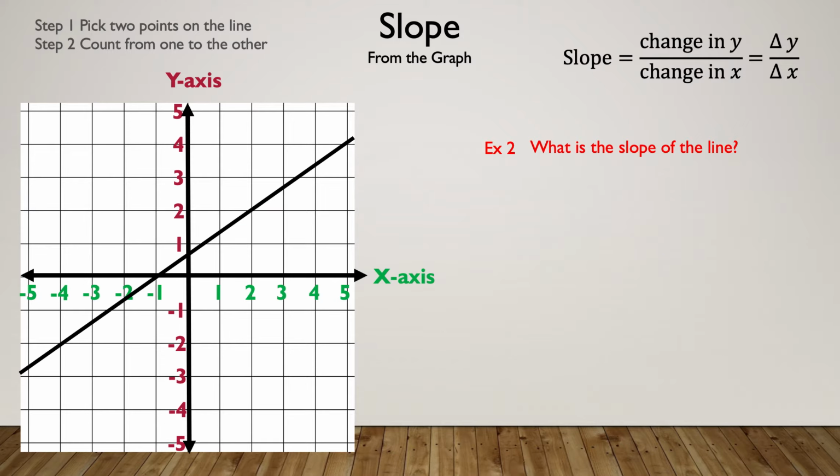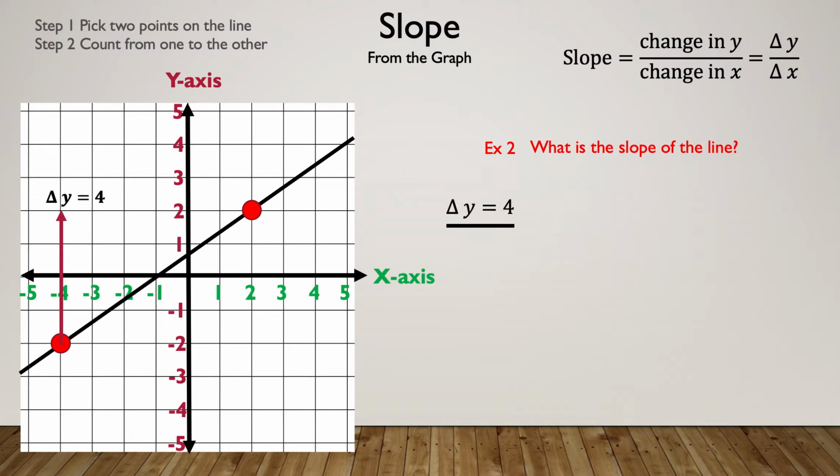So let's take a look at example 2. As some of you may have noticed, it is the same line, but this time we're going to see what happens if we pick 2 points further apart. So now we're going to go ahead and pick 2 points where the line intersects with the 2 lines. And now we're going to go ahead and start counting.